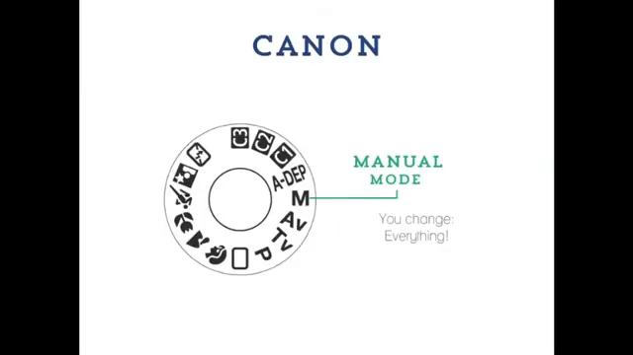The next setting is the big dreaded M by most people, and that is manual mode. And in manual mode, you have complete control over everything. So you can change your aperture, you can change your shutter speed, your ISO, your white balance. Any of those settings that you want to adjust, you're able to adjust in manual mode. The camera doesn't just leave you completely alone to figure it out, though. It does have a built-in light meter that can help you calculate and figure out what settings will work best to give you a good exposure.